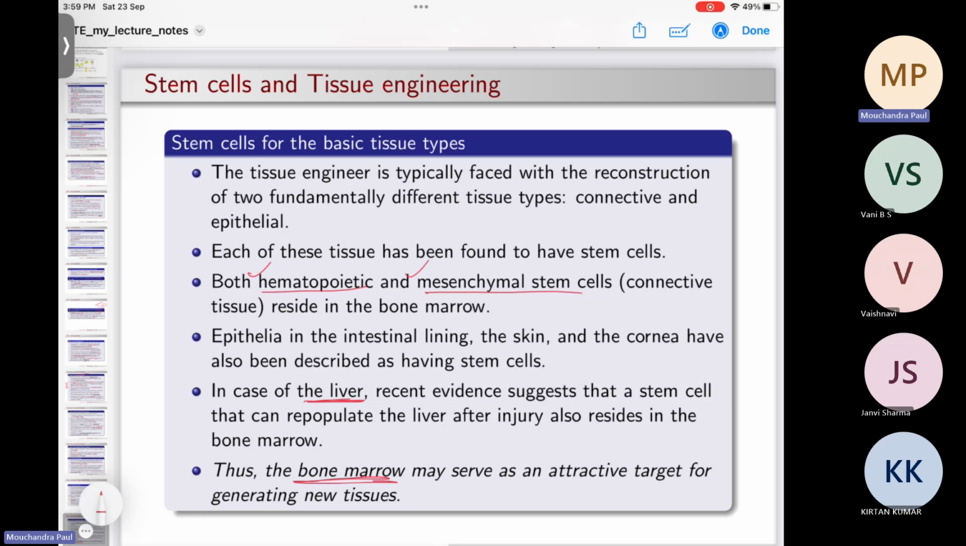Different organs like the brain or the nervous tissue or the eye corneal tissue. So for all these tissue types, and the skin, the mesenchymal stem cells or hematopoietic stem cells, their application is being shown.